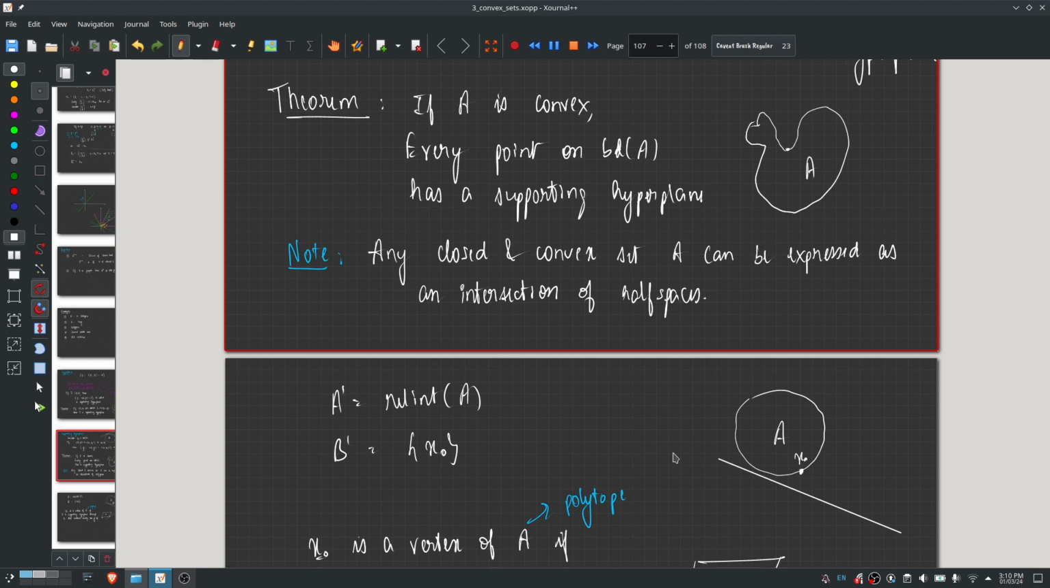But of course, if I remove a point from inside of A, from the interior, the set will no longer be convex, but it's still possible to construct a supporting hyperplane at every point on the boundary.